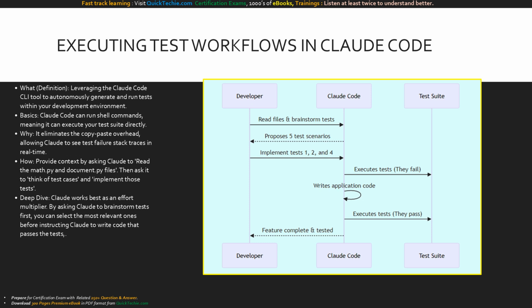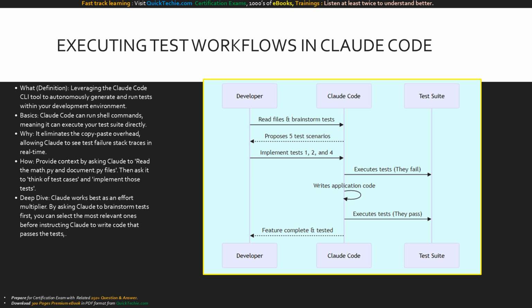How do you do it? First, feed context by asking Claude to read specific files. Next, ask it to brainstorm test cases and implement them. Our deep dive highlights that Claude is an effort multiplier. By forcing Claude to brainstorm tests first, you review and select the best scenarios. Once implemented, Claude writes the application code to guarantee those tests pass, resulting in highly robust software.